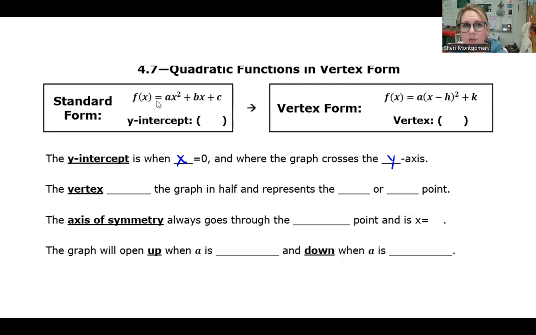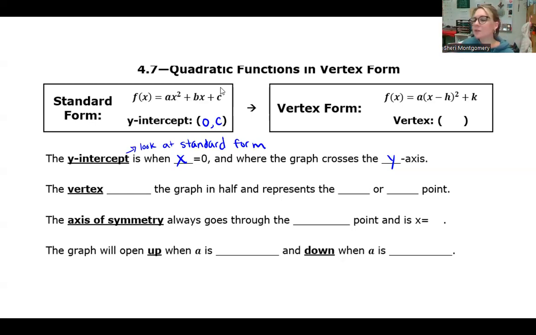So the y-intercept, if you're looking at standard form, is super easy to figure out. It's x is 0, so you can put a 0, and y is always equal to the c value. So again, that only works if you're in standard form, so you can look at standard form to find the y-intercept.